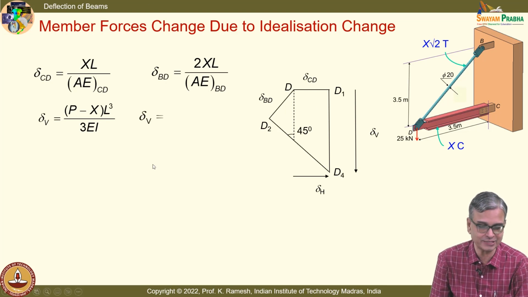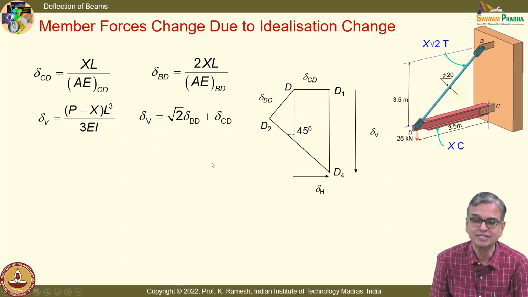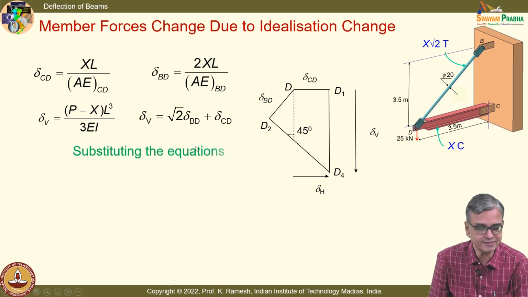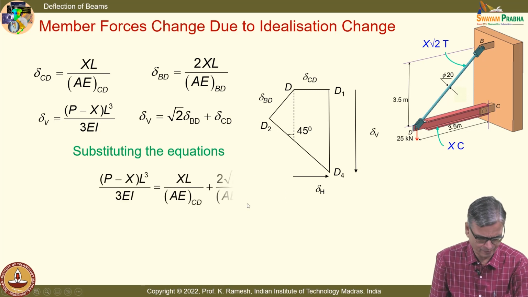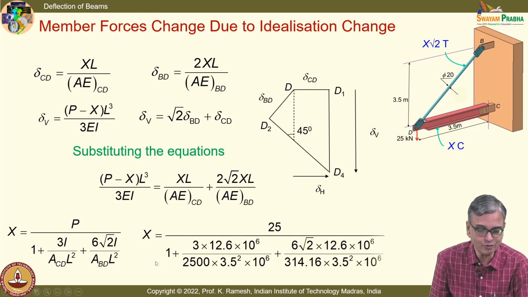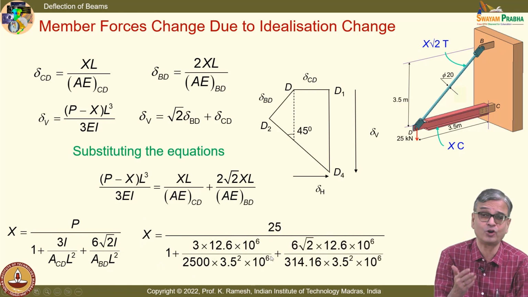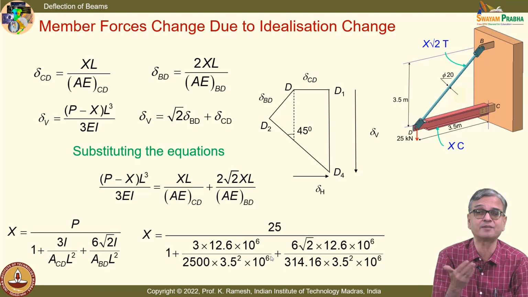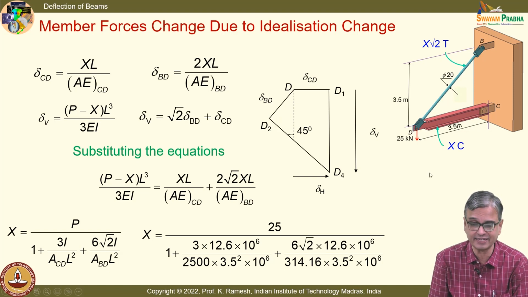We will also have this expression as root 2 delta BD plus delta CD. That will not change, but these individual deflections will change. And when I use this expression, I get one equation. It looks very complicated. You can probably take a photograph and ruminate over it in your rooms. And when I solve for it, I am in a position to calculate the force.